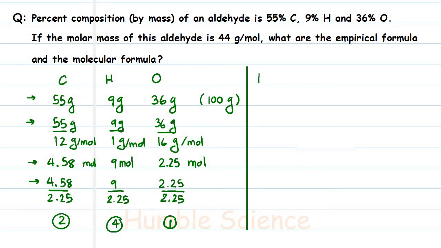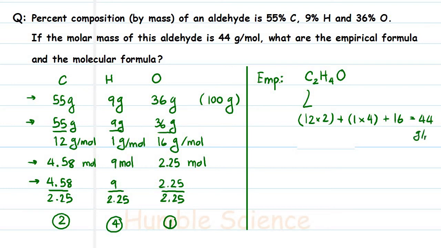So that means the empirical formula for this aldehyde is C2H4O, or C2H4O1. And we know that we have to multiply the empirical formula by a certain whole number to make it into the molecular formula. And it is 12 times 2 for carbon plus 1 times 4 for hydrogen plus 16 for oxygen. So that is going to be 44 gram per mole.